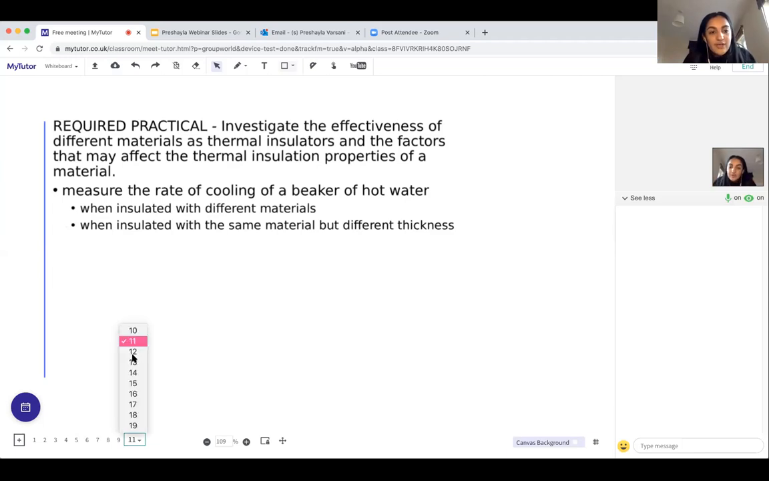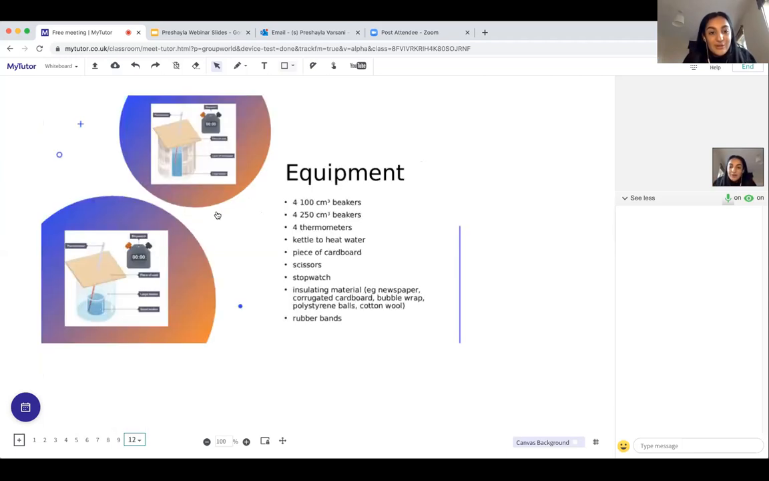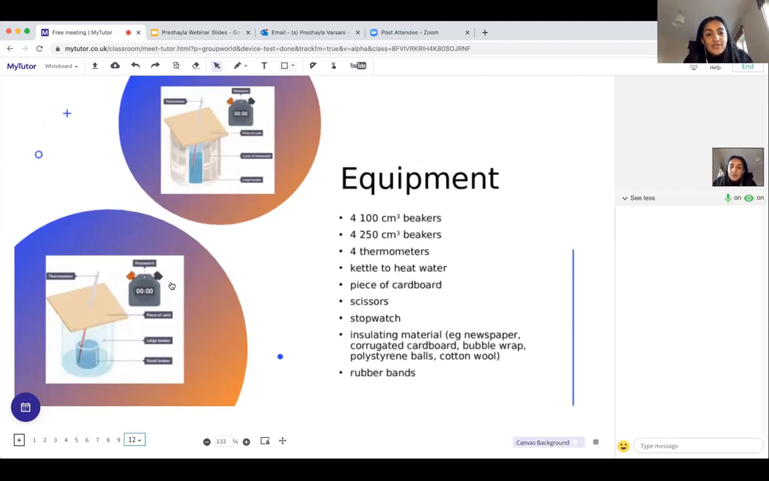Okay, so for this experiment, what equipment do we need? So again, two different types of experiments. The first one is this down here in this circle. The second one is up above. So the equipment that we're going to need is 4 100 centimetre cube beakers, 4 250 centimetre cube beakers, and I'll explain why in a second, 4 thermometers, a kettle to heat the water before we put it in the beaker, a piece of cardboard that we can cut up using scissors, a stopwatch so we can keep it for the same time that every experiment that we do as a control variable.